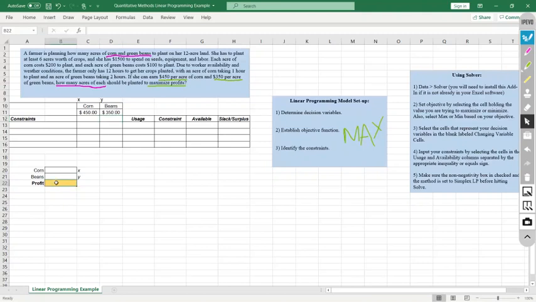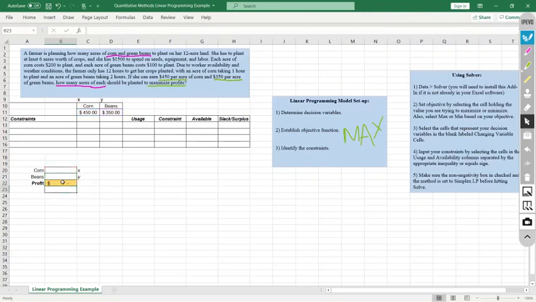In this cell, I'm going to put my objective function. So I'm going to put an equals. And now these are my objective coefficients. For each acre of corn, I'm going to make $450. So I want to multiply that by every acre of corn I'm going to be planting in the end. Okay, and I want to add that to however much I'm going to make off the beans. So I'm going to multiply 350 by the number of acres of beans I'm going to be planting.